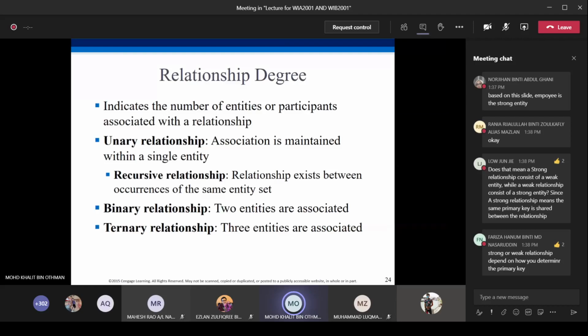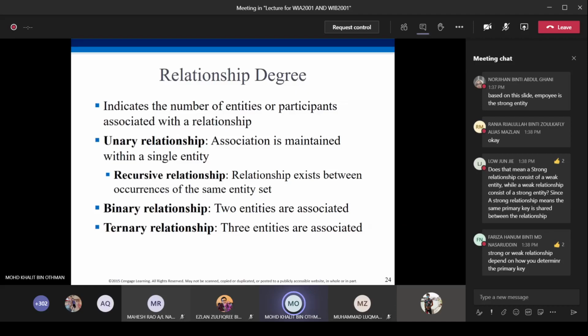So the second type of relationship degree is a binary relationship. What is a binary relationship? A binary relationship exists when two entities are associated in a relationship, which is the most common relationship in the ER model. And the third relationship is a ternary relationship. A ternary relationship exists when three entities are associated in a relationship. It means that a ternary relationship implies an association among three different entities.